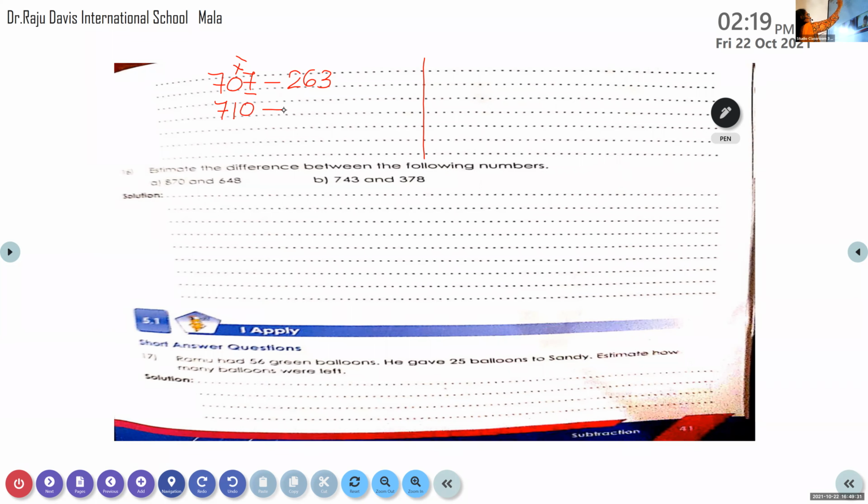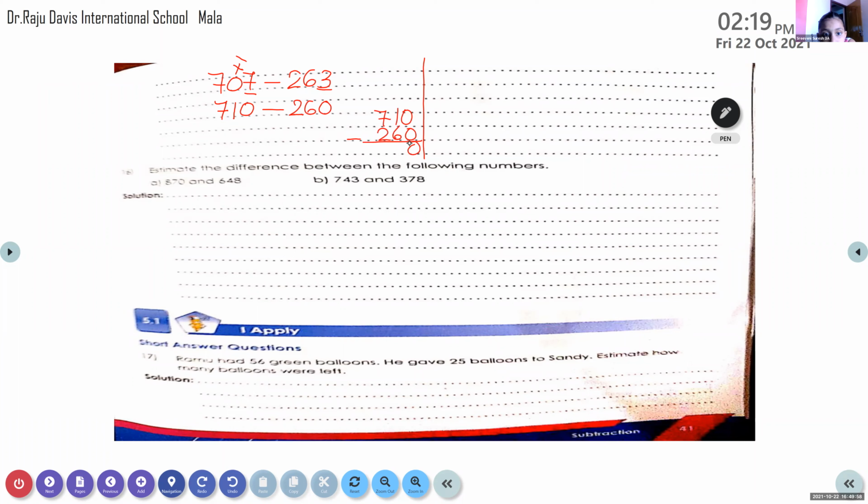First, 3 is lesser than 5, so you have to make it 0. So what will be the estimated number? 260. Yes, 260. Now you have to subtract it. 710 minus 260. 0 minus 0, 0.